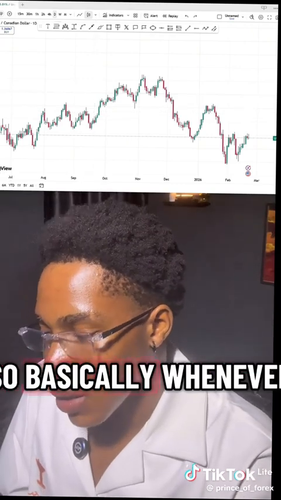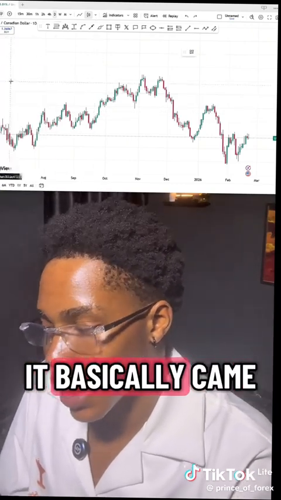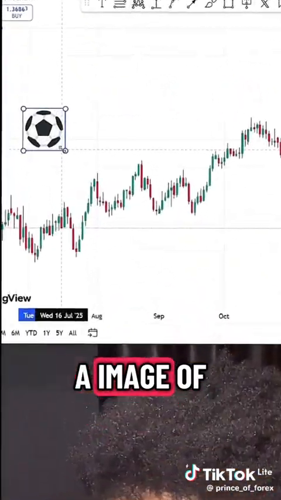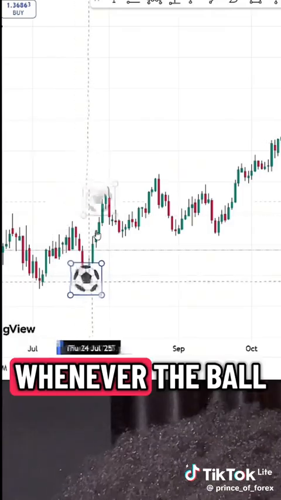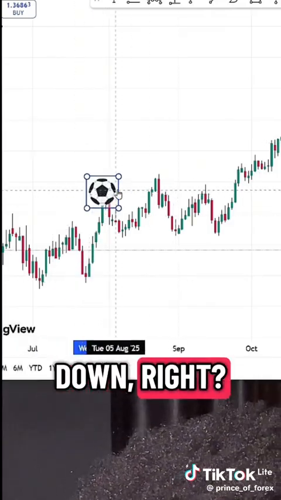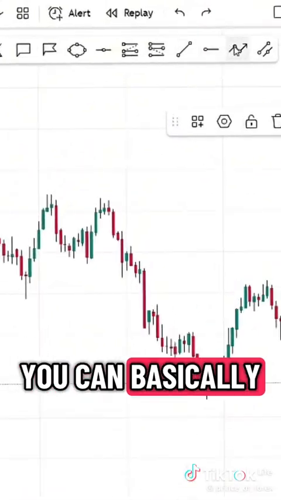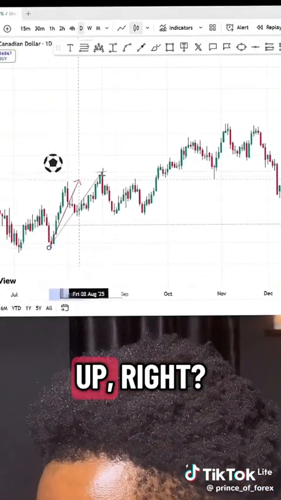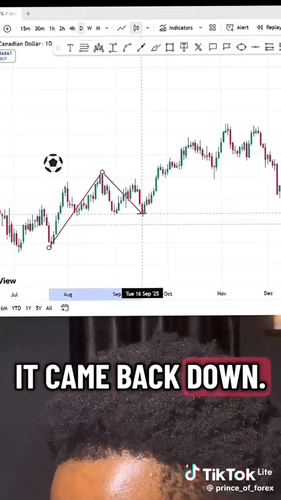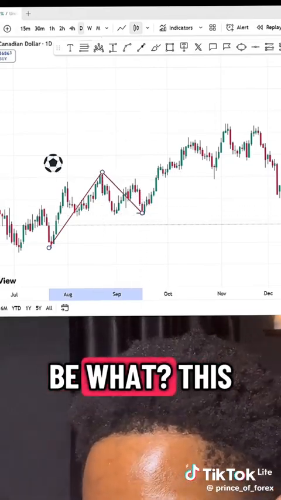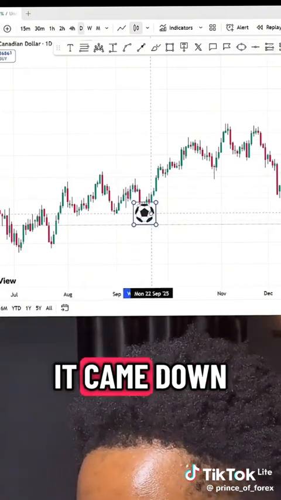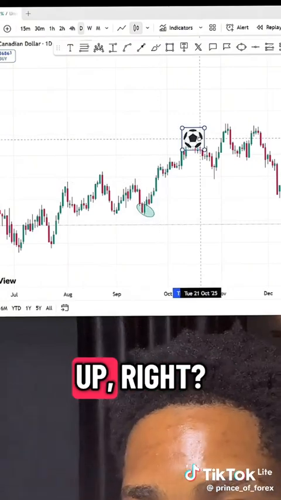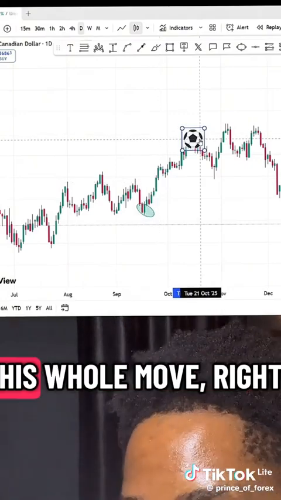So basically, whenever the ball went up, it basically came down. I'll just bring on an image of the ball right here. So whenever the ball went up, it came back down. For this instance here, you can see that the market went up, and then what did it do? It came back down. Now this is an opportunity for you to do what? To buy. So it came down here and then it went back up, so you would have profited from this whole move.